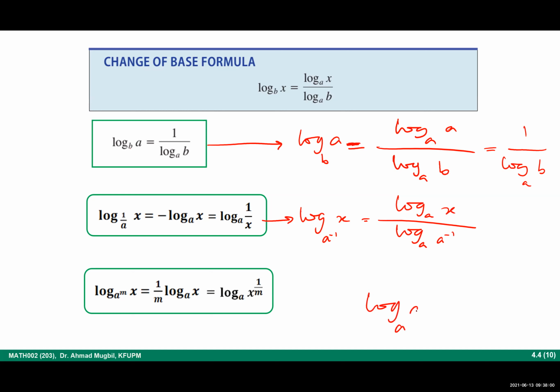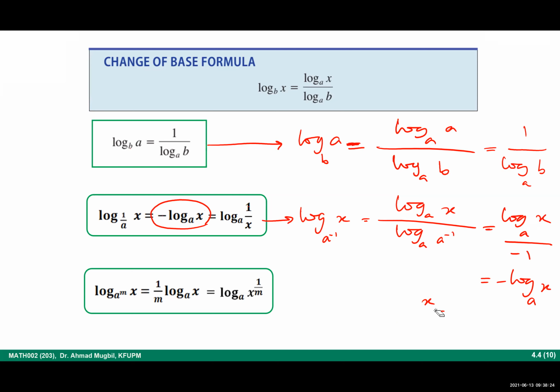What is log A of A to the power X from 4.3? What is this, shabab? This is X, because they are inverses of each other. So here we have log A of X over -1. And of course, this is negative log A of X. You can bring this negative inside, so it will be log of X to the power -1, which is 1 over X.